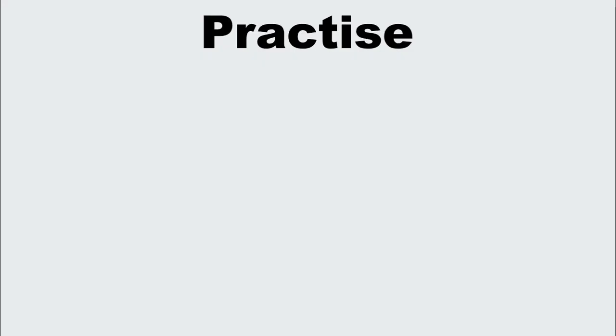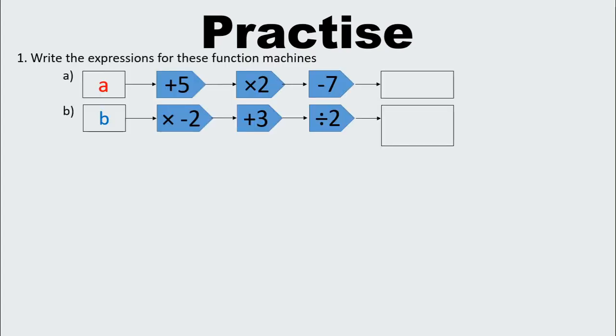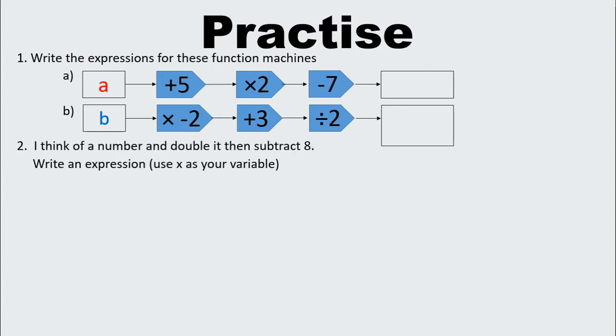So if that's all clear, we're ready for some practice. If you need help, leave me a comment or let me know. For question 1, I want you to turn these function machines into expressions, and I've told you which variables to use. Use variable A for the first one and B for the second one. For question 2, I want you to think of a number, double it, and then subtract 8. Use X as your variable and write this as an expression.